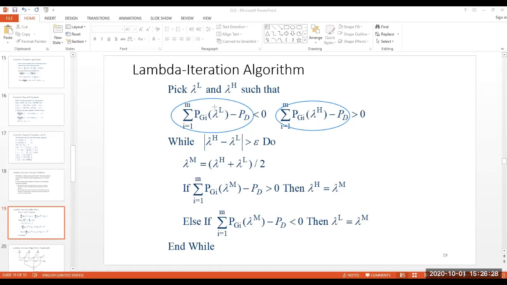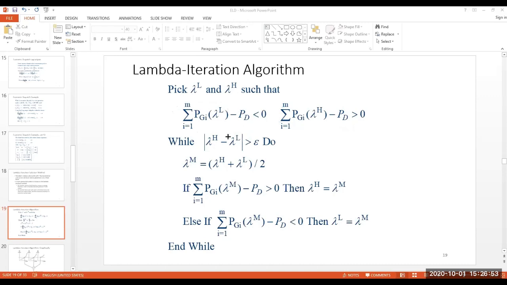That's why I am taking values at two ends of my actual solution. My actual solution is in between lambda L and lambda H. The desired value of lambda, which would satisfy this condition, the summation of PGI equal to PD, would be in between lambda L and lambda H.